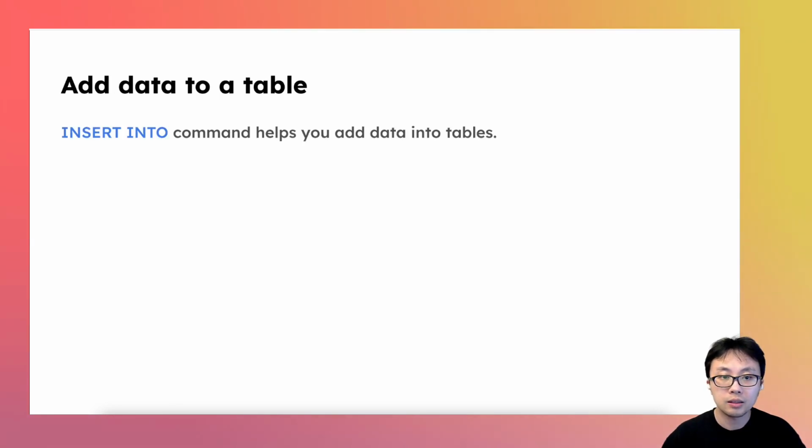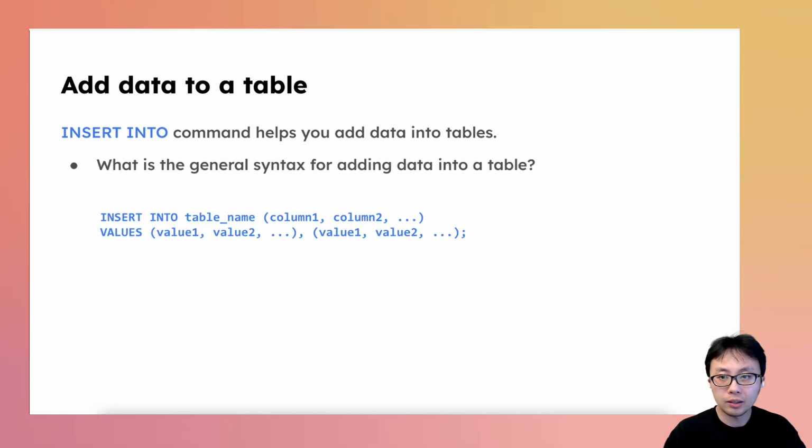When the product table is created in the database, it's ready for you to add data to it. To add data to a table, you need the help from the insert into command. The insert into command allows you to insert one or more rows of data into a table. Here's the basic syntax of adding data into a table. You will start with the insert into command. After that, it's going to be followed by the table name.